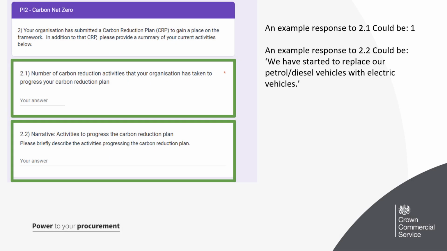Performance Indicator 2 is all about carbon net zero and what activities your organisation are involved in to support your commitment to achieving carbon net zero in accordance to PPN 0621. 2.1 requires a number of activities your organisation has taken to progress your carbon reduction plan within this time period. Please note, only a number is required in this section. My example on this slide is 1. 2.2 requires a narrative, and my example response here is we have started to replace our petrol or diesel vehicles with electrical vehicles.